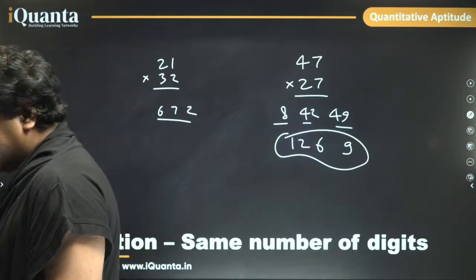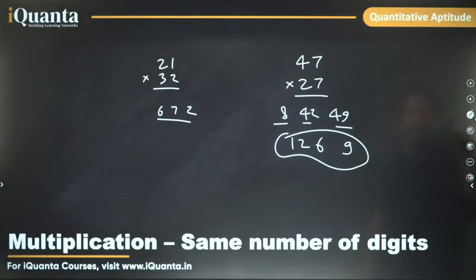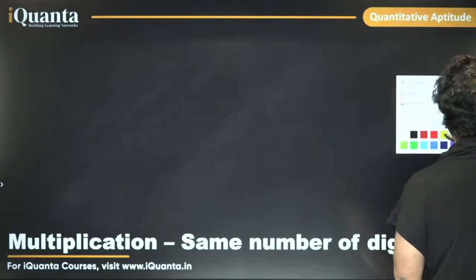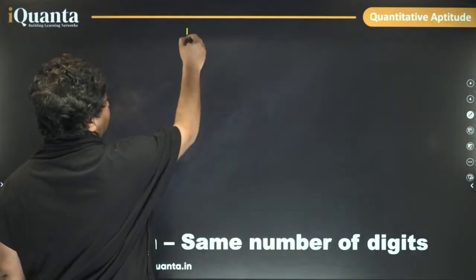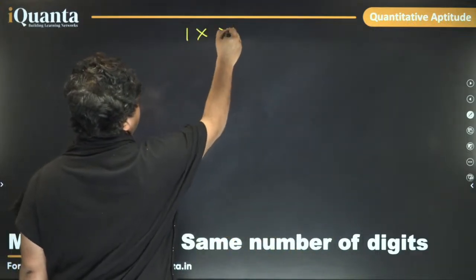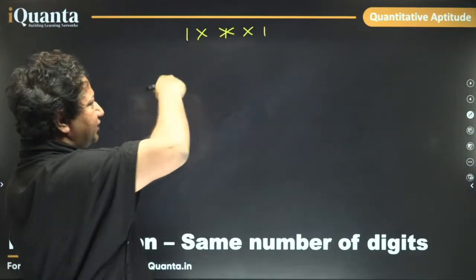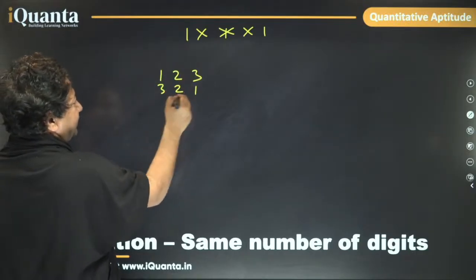Then comes the next, obviously we will do something for 3-digit numbers. Okay, 3-digit. What is the symbology? For even digits we have a cross, for odd we have a vertical thing. So let's say I want to multiply 123 and 321.